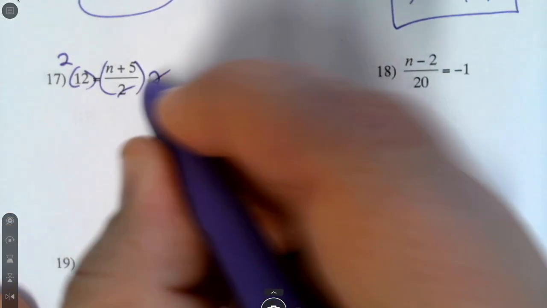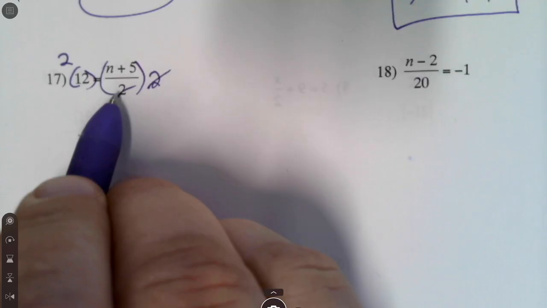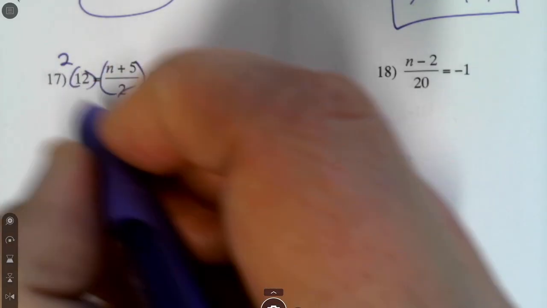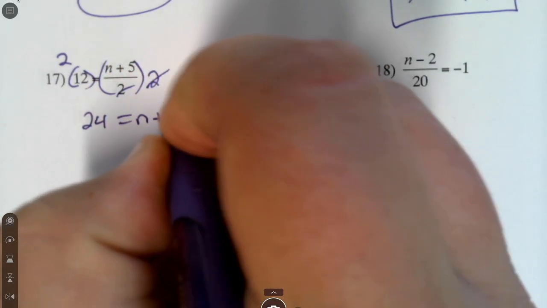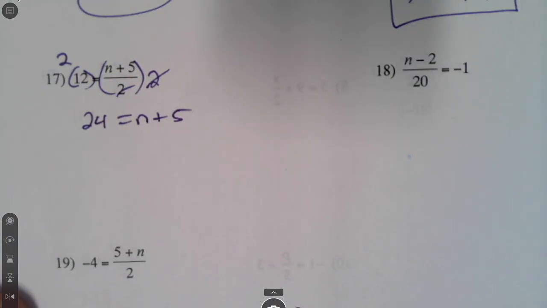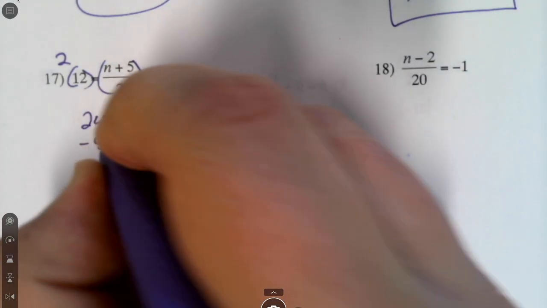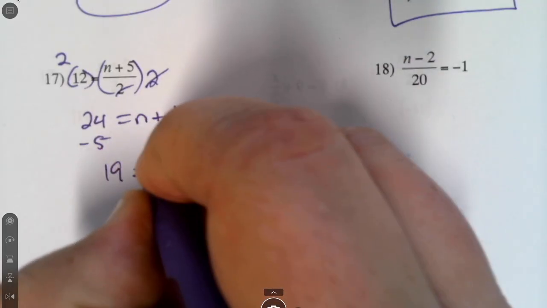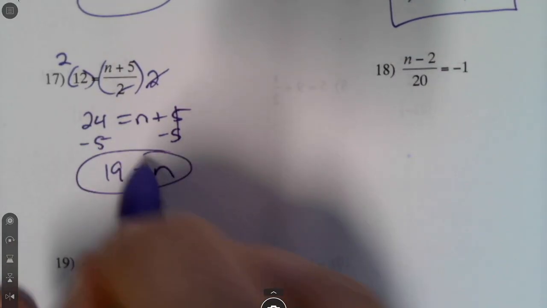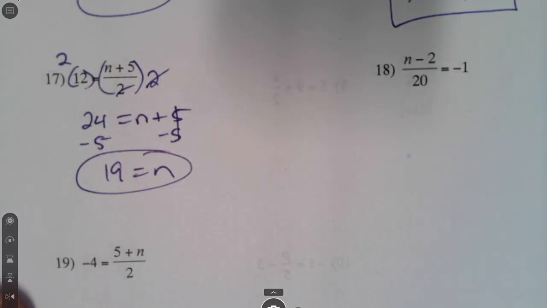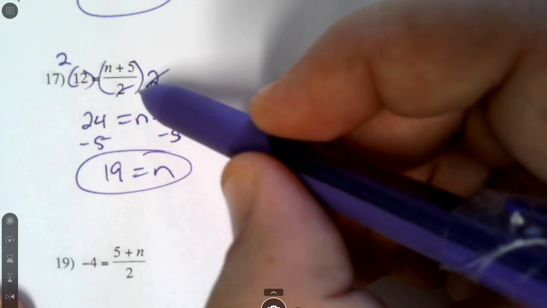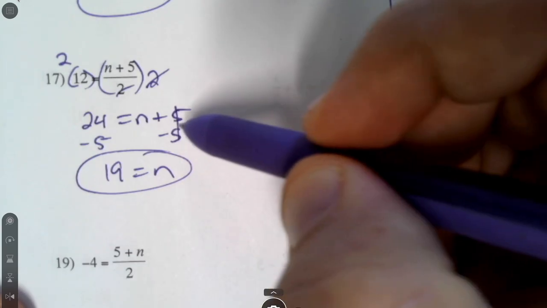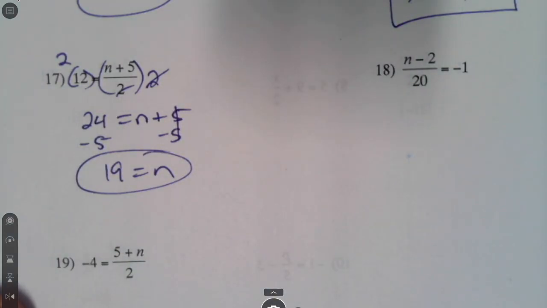17, multiply both sides by 2. This 2 and this 2 cancel out because they're multiplying by 2 and dividing by 2, so they just cancel out. 2 times 12 is 24. Then we subtract 5 from both sides. So another way you could look at this, when we're saying solve for a variable, our goal is to get the variable by itself. So we first got the variable by itself by getting it out of the fraction. We multiply both sides by 2. Then we had to get rid of the 5 that was tagging along, so we subtracted 5 from both sides.